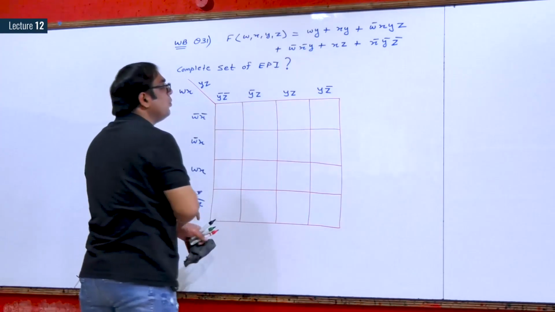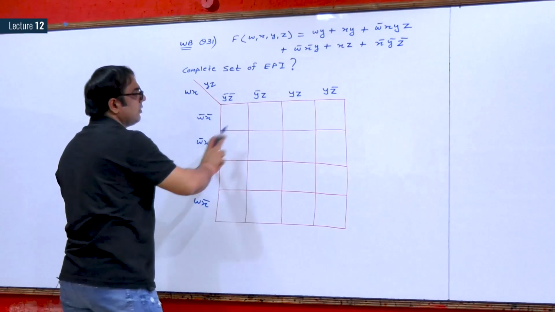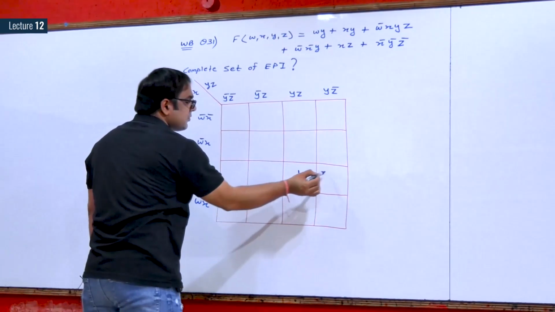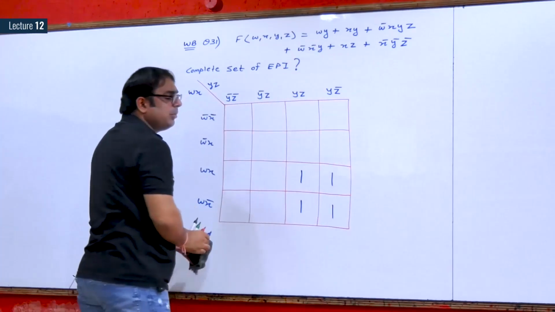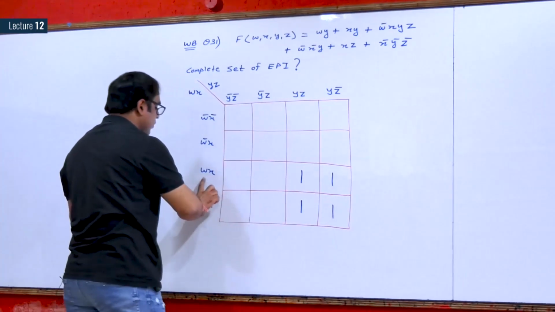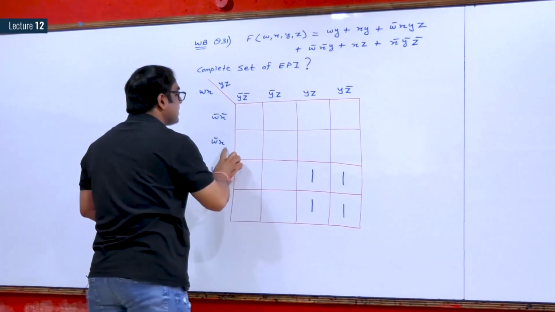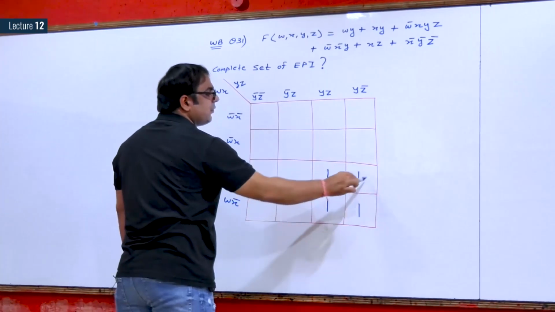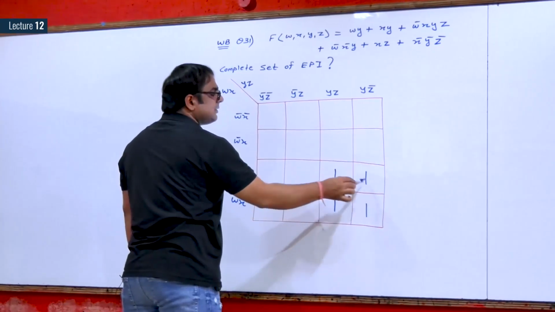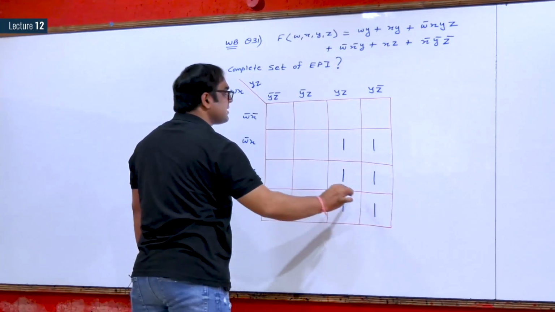First term W Y. So these four minterms correspond to the first term W Y. Next, X Y. So X Y corresponds to these four minterms. These two are already plotted, so these two. These four is X Y.